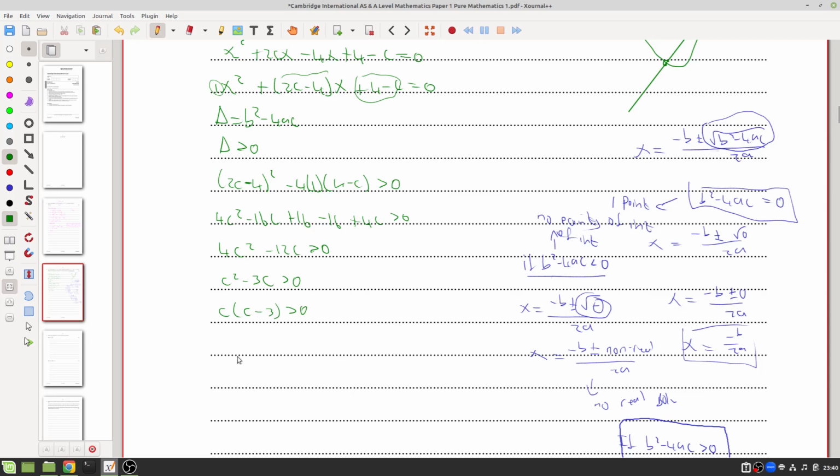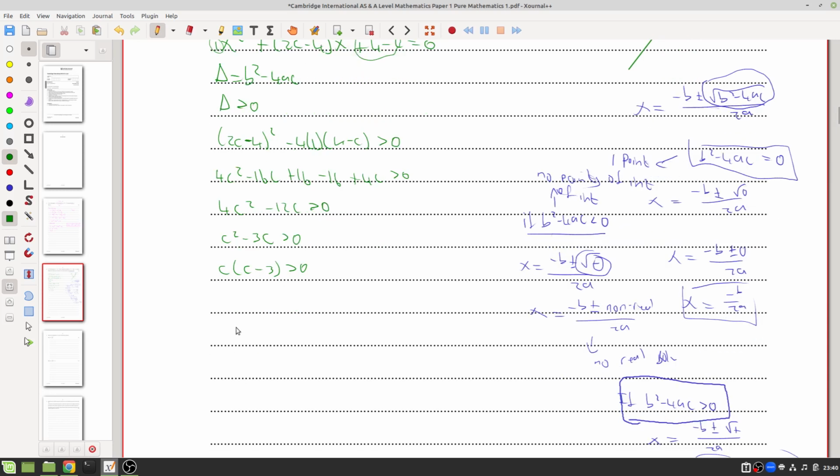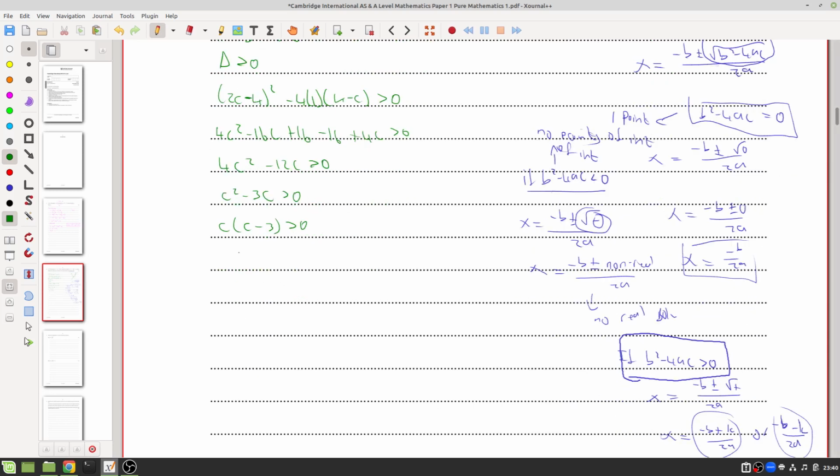Okay, now this next part is where people sometimes get something wrong. So what you cannot do, so don't do this: don't say this is bigger than 0 or this is bigger than 0, and then you get c bigger than 3 or c bigger than 0. That is not correct. That would be correct if that was an equal sign. Then we could do that.